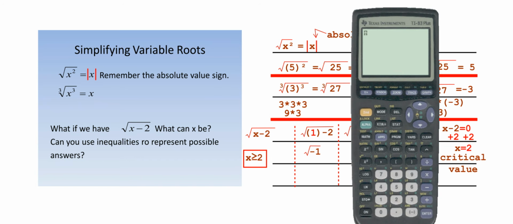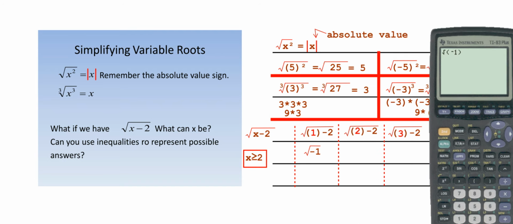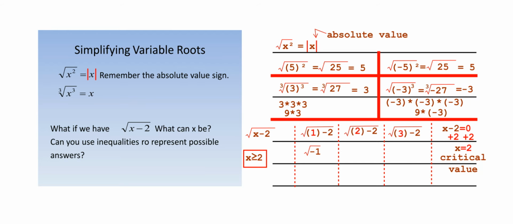So if I take second and then push the x squared button, it gives me the square root, and I push the negative sign at the very bottom of our calculator, close my parentheses after pushing the 1 and hit enter. It gives me an error. It doesn't work. Since that doesn't work, we can say non-real result. That's our answer, technically.